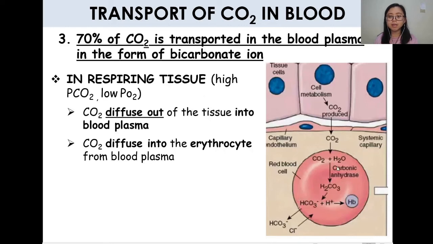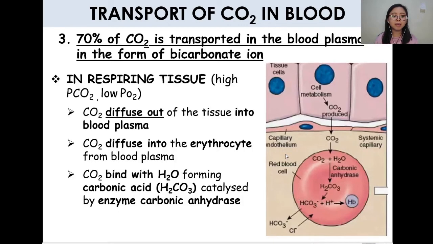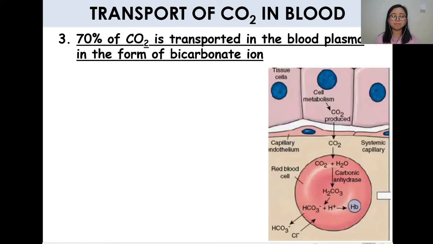So, daripada plasma, dia masuk ke dalam sel darah merah. In the erythrocyte, carbon dioxide binds with water, H2O, forming carbonic acid, H2CO3. This reaction is catalyzed by the enzyme carbonic anhydrase. Enzim carbonic anhydrase akan bantu carbon dioxide untuk bergabung dengan air. Dia akan jadi H2CO3 ataupun carbonic acid.